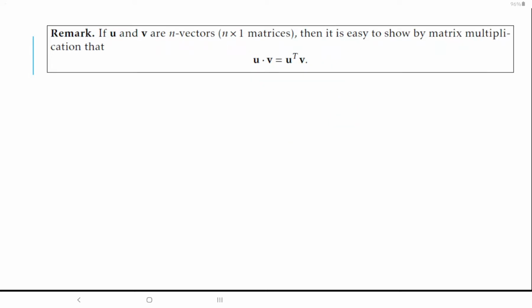Okay, so we have here a remark. If U and V are n-vectors, so n by 1, then it is easy to show by matrix multiplication that the dot product of U and V is equal to U transpose times V. So, understood na pag walang product here, we do matrix multiplication. And pag sinulat natin yung dot product, so don't misuse that. So, dito, sa matrix operation, we use the dot to indicate a dot product.